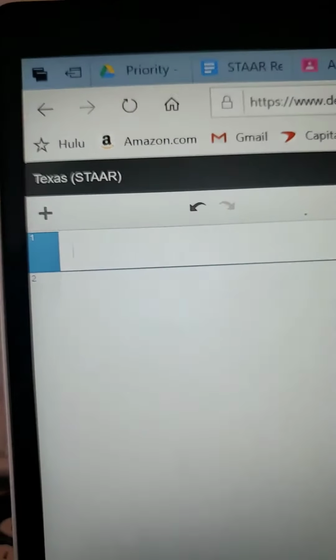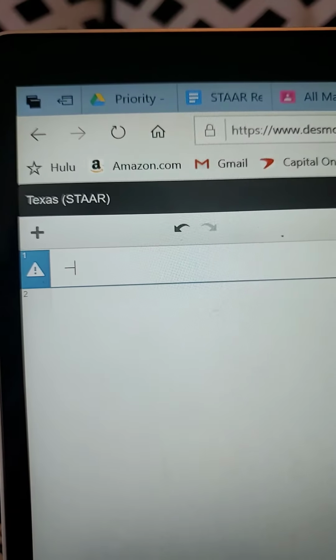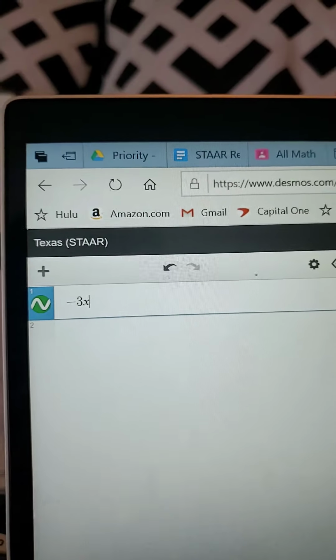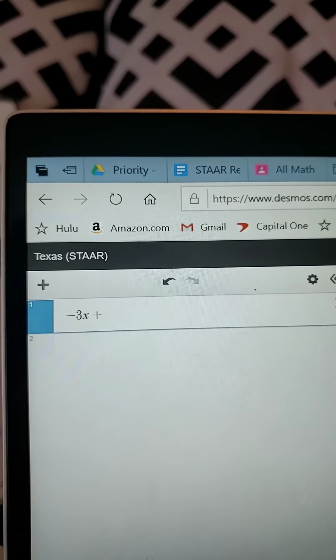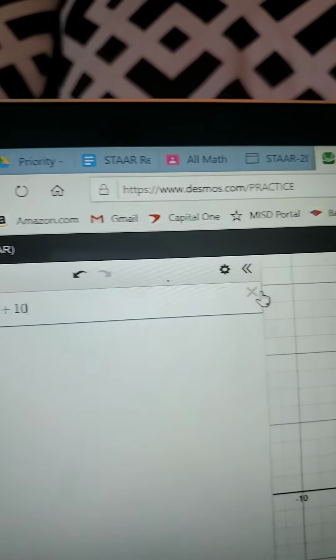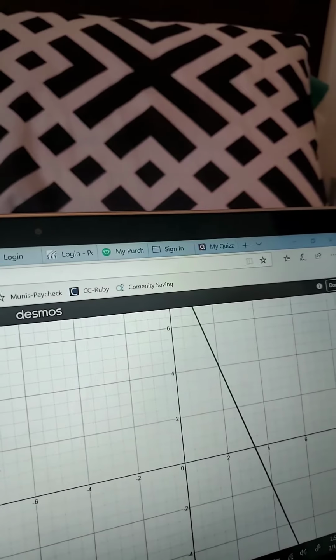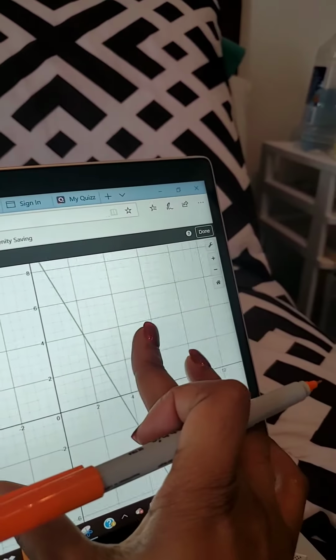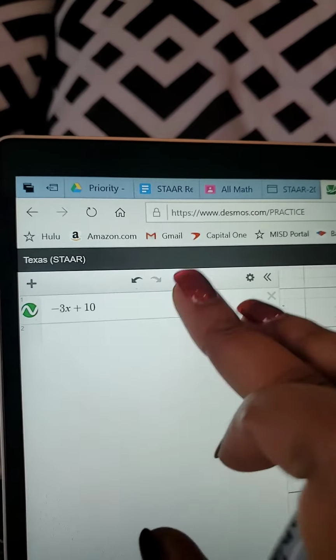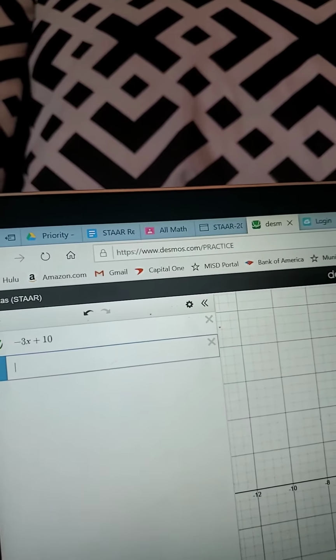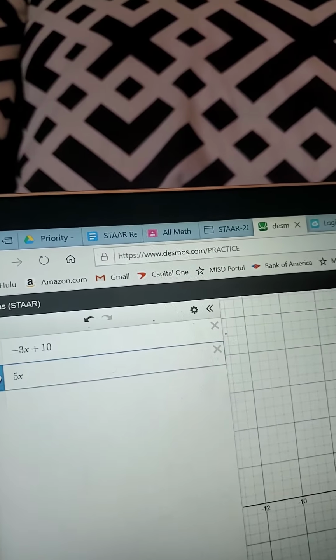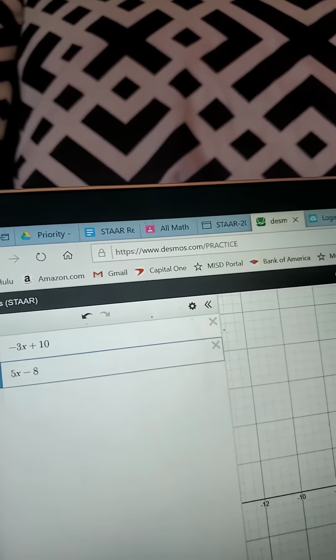So desmos.com/practice. I'm in Texas STAAR mode, and I'm going to type my equation in. Negative 3x, and then it says plus 10. If you notice, that line graphs, okay? So it graphs the line for you. Then I'm going to go to the next line, and I'm going to type in 5x minus 8. Both of my lines are now graphed.